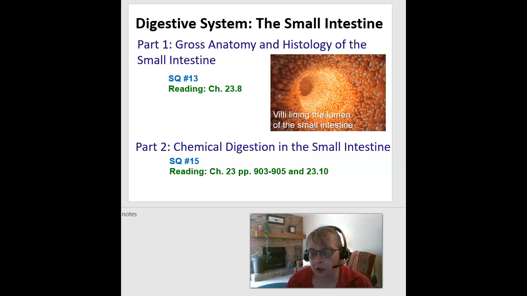This picture that you're looking at, which says in the caption villi lining the lumen of the intestine, shows finger-like projections on the lumen side of the small intestine. One is a villus; it increases the surface area, and there is more absorption from the small intestine into the bloodstream. The details are listed in study questions 13 and 15.